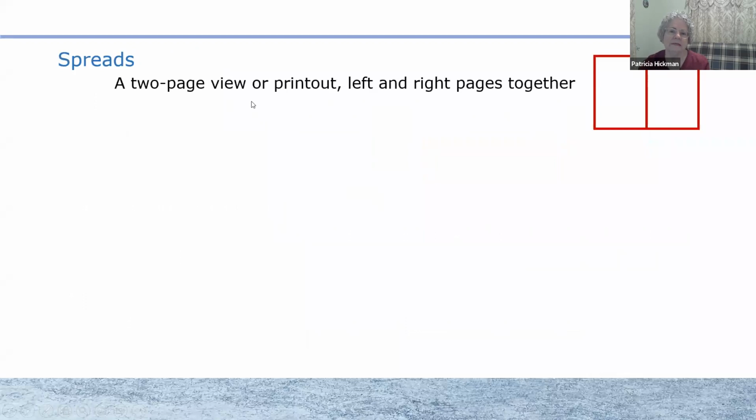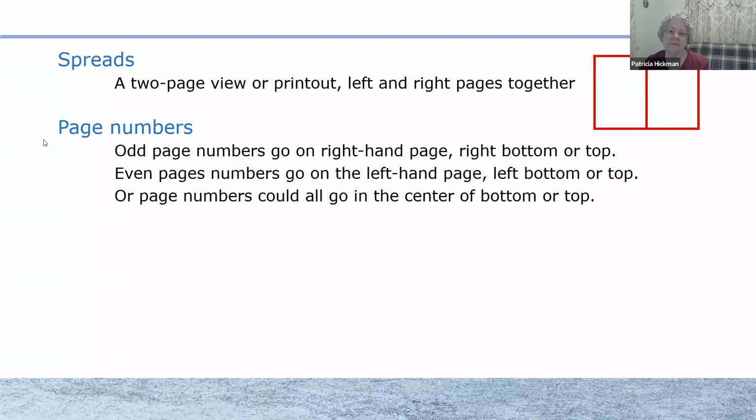A spread is a two-page view or a printout. The left and the right-hand pages are together. So that's called a spread. Page numbers in books that are read from left to right: the odd page numbers go on the right-hand page, usually at the bottom or the top. The even page numbers go on the left-hand page at the bottom or the top.